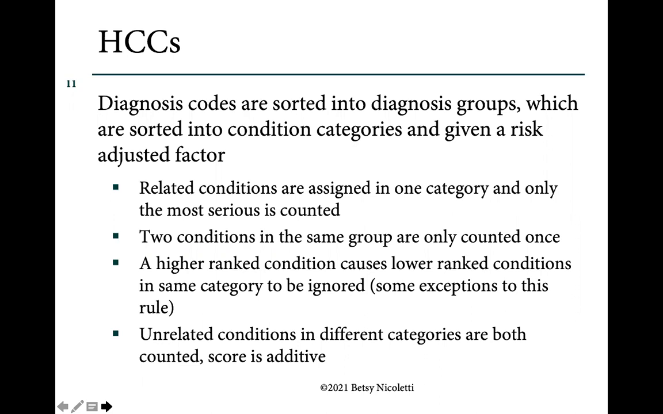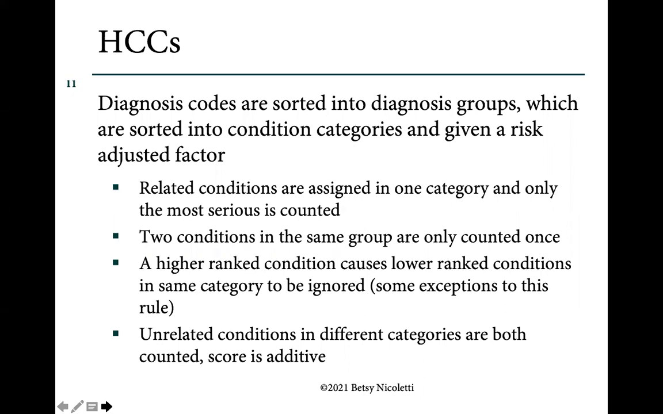Just briefly with some of these rules, the most serious manifestation is credited. So if there are two related conditions in the same category, only the most serious is counted. Sometimes a patient may have two malignant neoplasms, only the most serious is counted. Two conditions in the same group are only counted once. So if the patient has diabetes with retinopathy and diabetes with hyperglycemia, those both are in the same group and they're only counted once. Now, that doesn't mean you don't want to report them more than once. I'm just telling you, we don't keep adding up the score.